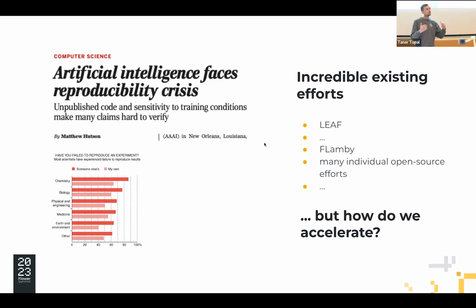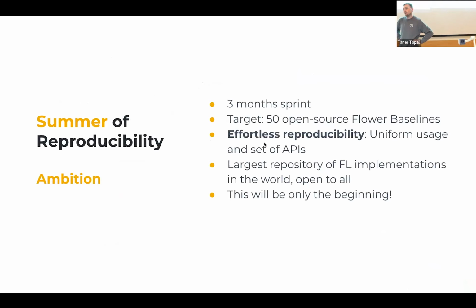So let me introduce first the ambition. The ambition of the Summer of Reproducibility that we're going to be running inside Flower is to have a community-wide 3-month sprint. What we want to engender is an outcome where, by the time summer ends, we've had a step change in the ability to reproduce results within federated learning. And so our ambitious target is to have 50 open source Flower baselines. This is a uniform way of representing a machine learning technique in the world of federated learning. We want to have 50 of these implemented by the end of summer.